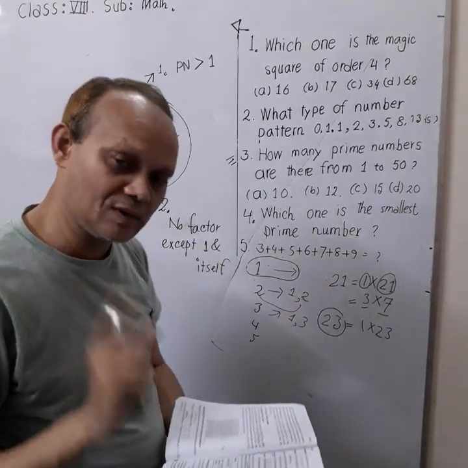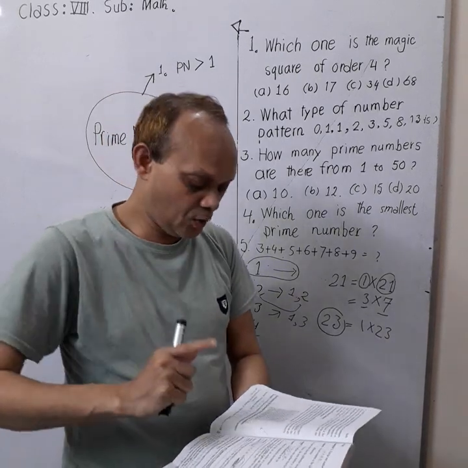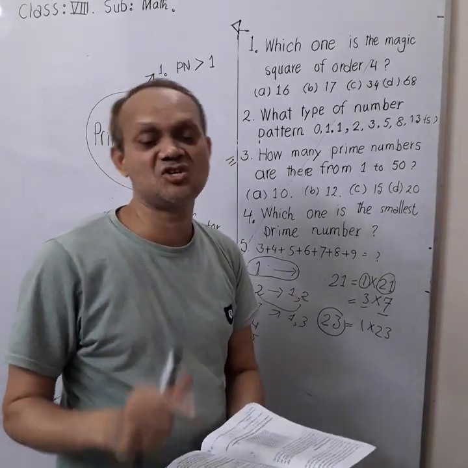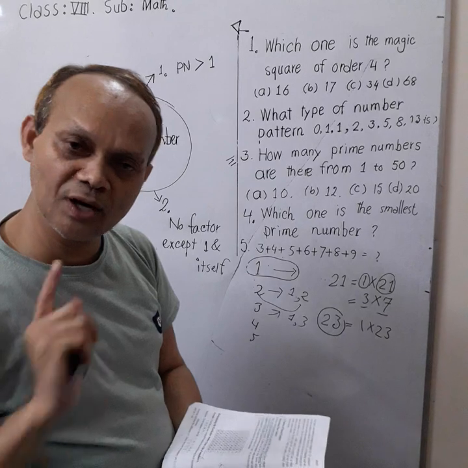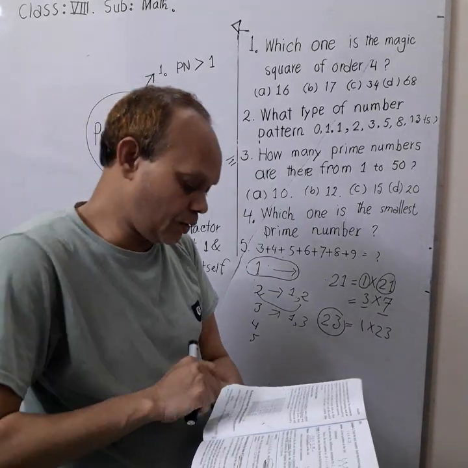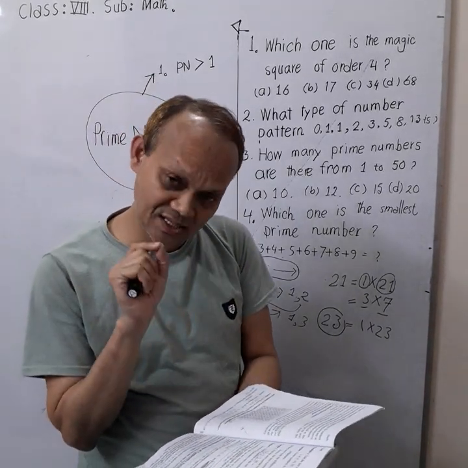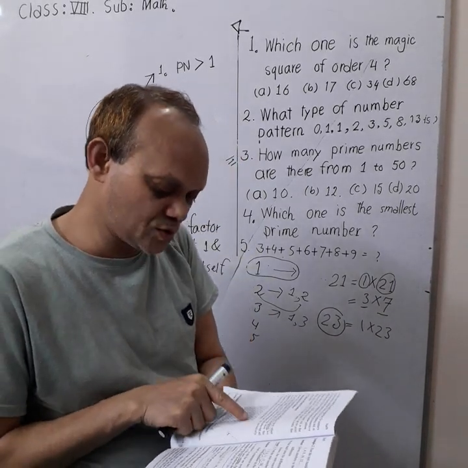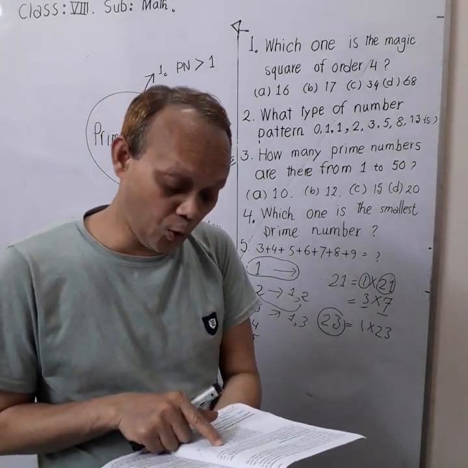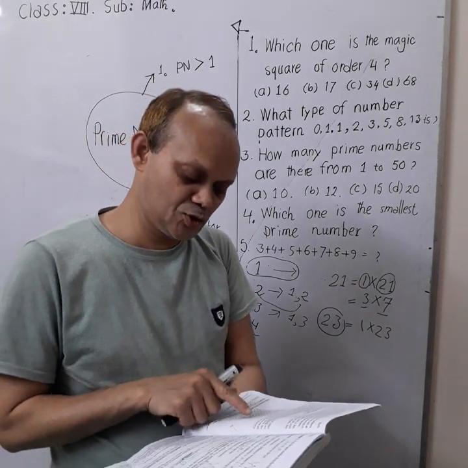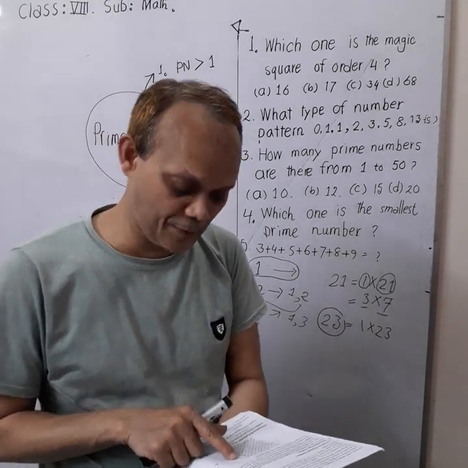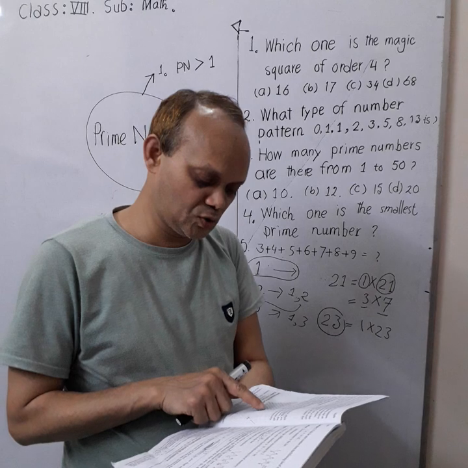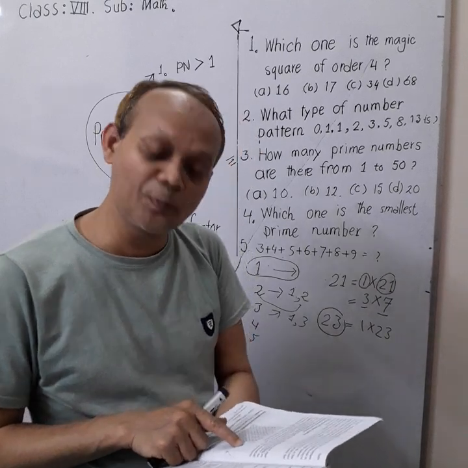So I will suggest you as a teacher, to save your time in the exam, in your textbook you will just jot down, say, from 1 to 10 you will find 4 prime numbers. From 11 to 20, you will get 4 prime numbers. From 21 to 30, you will get 2 prime numbers.